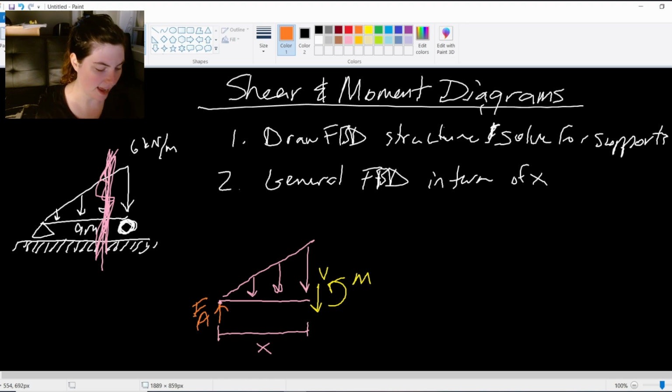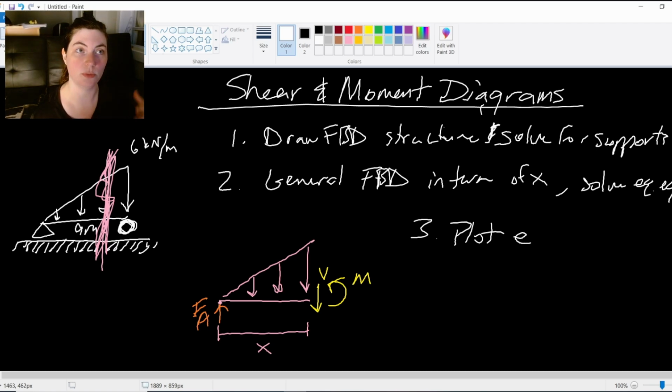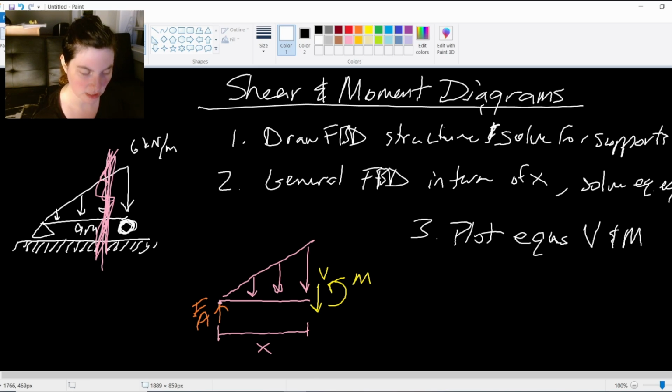And finally, once I have those equations, general in terms of X, by solving the equilibrium equations, my last step will be to actually plot those equations. You could have multiple equations; there could be multiple regions of load continuity where you have different equations for different chunks of the beam. So you're going to plot those equations that you find for shear and moment, each on their own diagram. We draw them one right on top of the other.